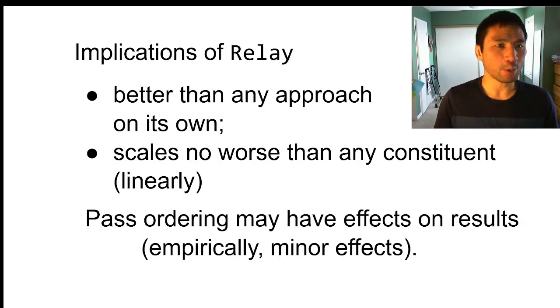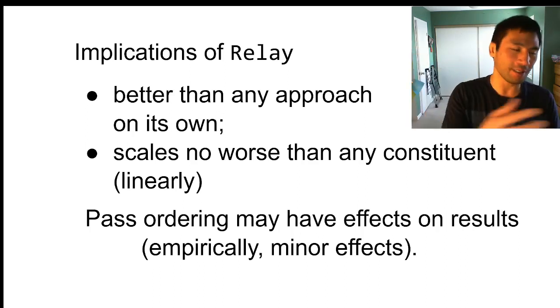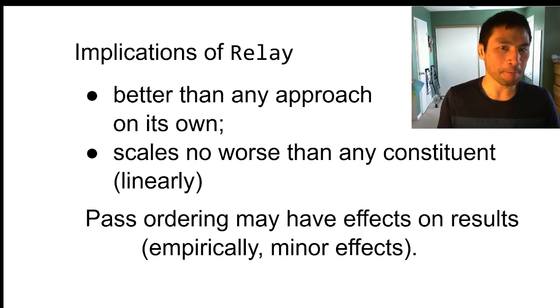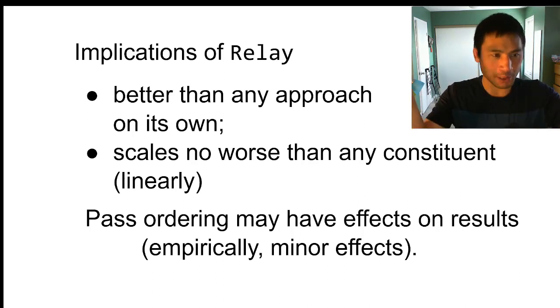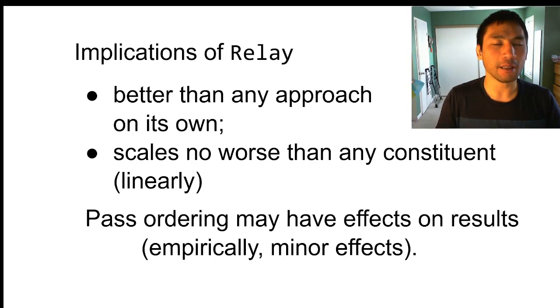Okay, so relay is better than any approach on its own, because anything else you do is going to take more time, but it's going to give you better answers, and you're never going to get worse results. You're just going to potentially improve results. And in linear terms, it scales no worse than any constituent. Of course, if you have 3 analyses, then it might take 3 times as long, but it's not going to blow up exponentially. They point out that pass ordering may have effects on results, and they have a paragraph discussing that. I admit that. Empirically, it has minor effects.